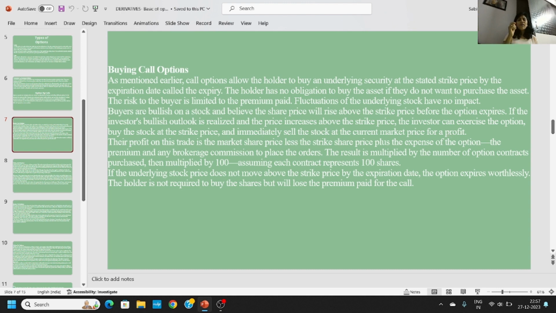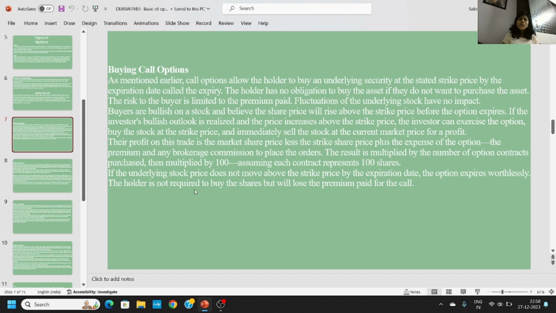For example, if I bought an SBI 550 call today, and that is a monthly expiry, and the rate of the 550 call today is 3.6 rupees, and the lot is 1500, so I paid 1500 into 3.6. But if tomorrow the price crosses 550 and the premium goes up, for example to 4 rupees, then 4 minus 3.6, 0.4 is my profit into 1500.